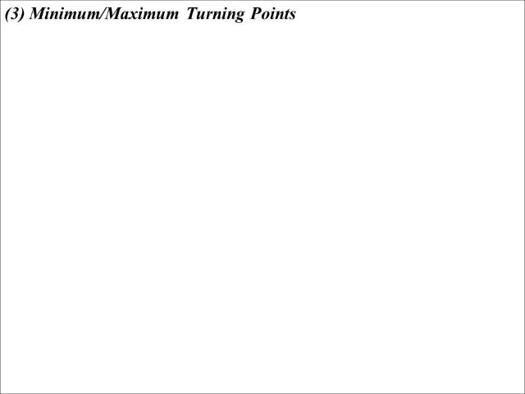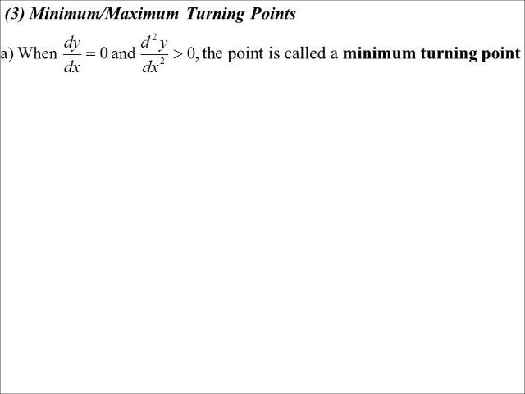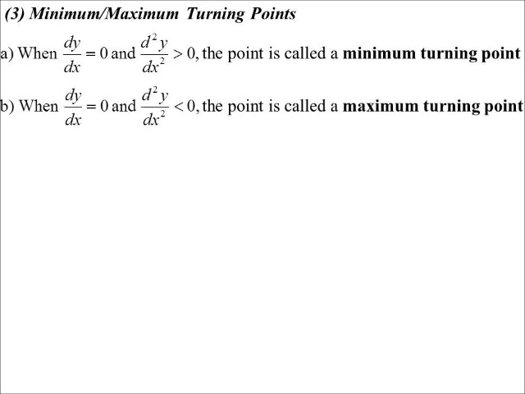Then your maximums and minimums, and that's where the second derivative came in handy, because we could look at concavity. So if it's stationary, and it's concave up, because it's positive, then we know we have a minimum turning point. If it was the other way around, then we'd have a maximum turning point.